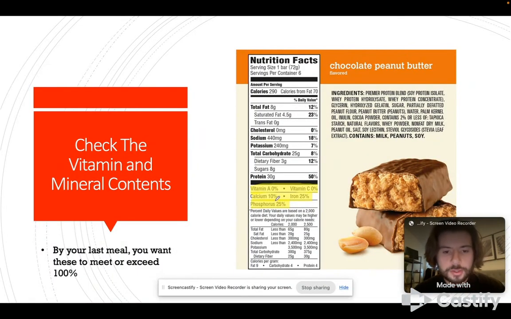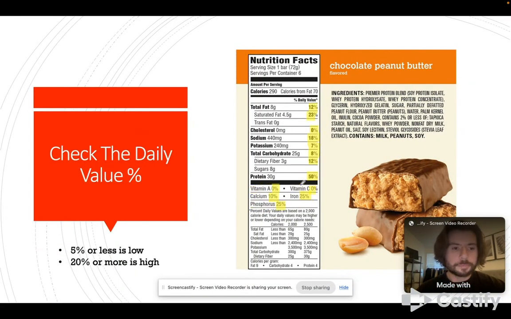So you want these percentages, right? It doesn't really give you micrograms or anything like that. But you want these percentages to be at or near 100% after your last meal of the day. So obviously you don't need to get 100% of your vitamin A from this protein bar, but it should be chipping away at it, 10, 20, 30% would be ideal. But obviously this protein bar is a supplement. It's not a whole food. It shouldn't be all you're eating in a day.